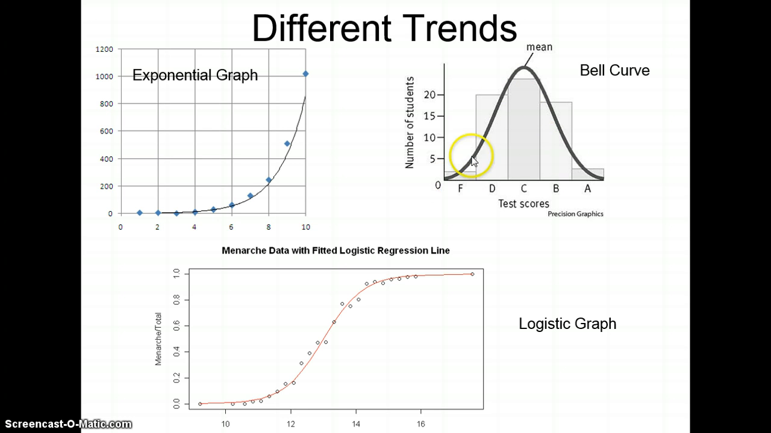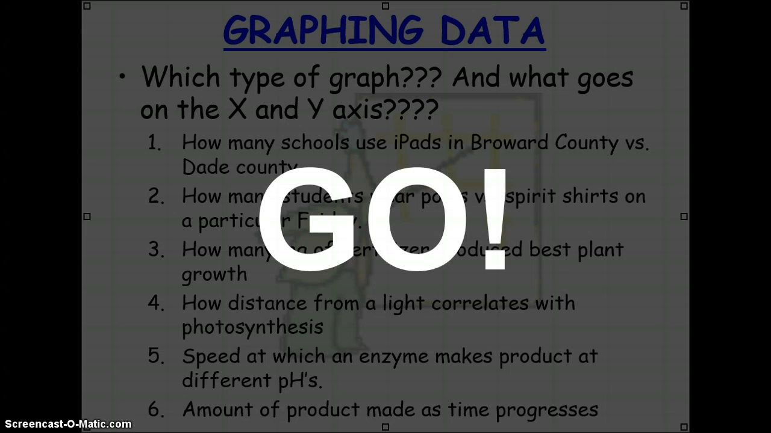Sometimes you have a bar graph and you can actually see a trend there too. So hopefully that clarifies what I mean. Don't go crazy trying to make a line if it's not a line. Just try to make it something that's smooth.